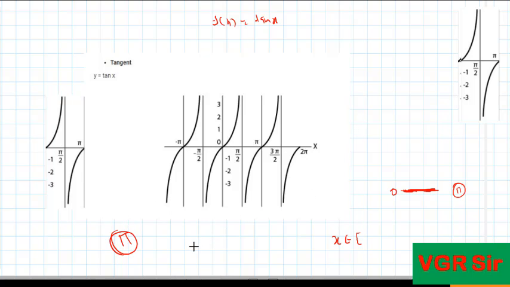So observe, sin function and cos function periods are 2 pi length, but here what is the length? Pi only, see, pi by 2 plus pi by 2, pi. So tan function is a periodic function with a period of pi. Similarly cot function is also a periodic function with period pi, and cosec also, I will show you.